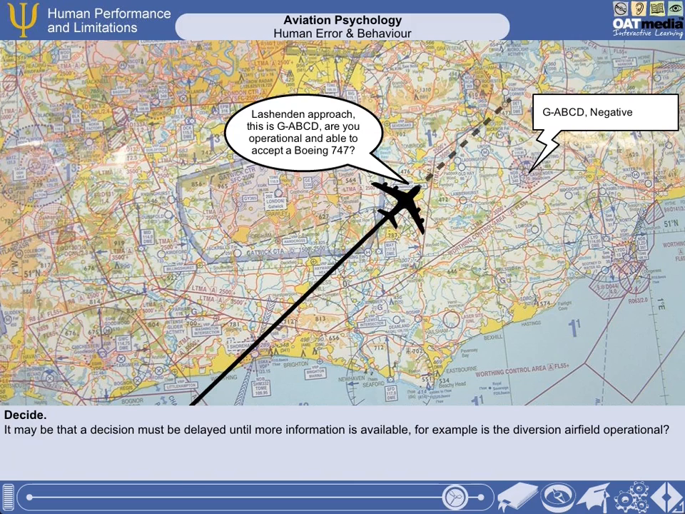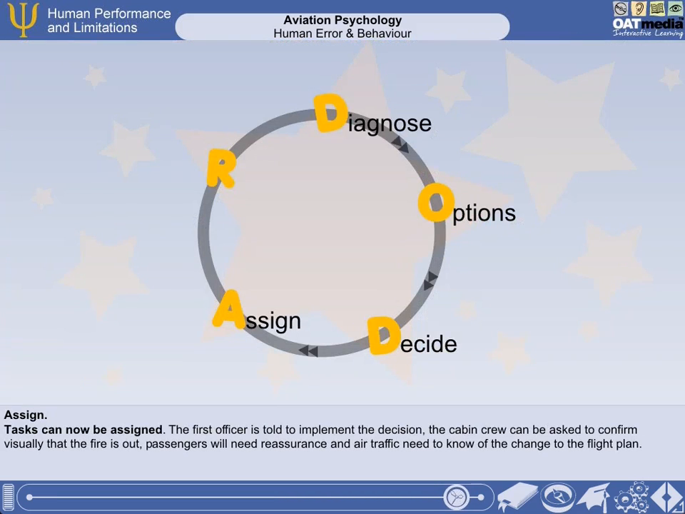It may be that a decision must be delayed until more information is available. For example, is the diversion airfield operational? Tasks can now be assigned. The first officer is told to implement the decision. The cabin crew can be asked to confirm visually that the fire is out. Passengers will need reassurance, and air traffic need to know of the change to the flight plan.